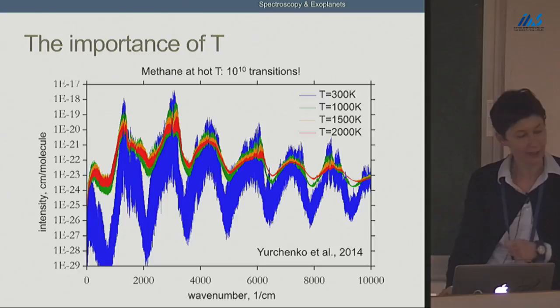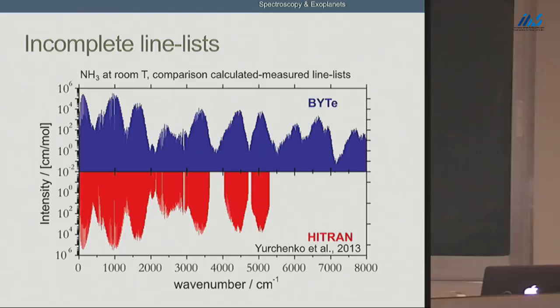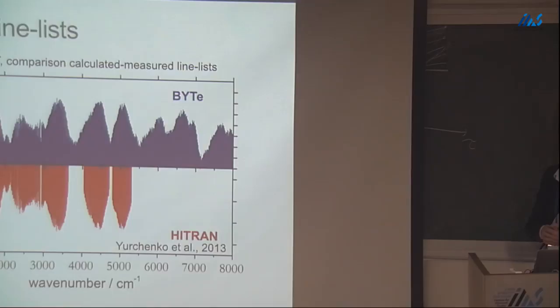Talking about incomplete line lists, this is just an example. This is a line list for ammonia at room temperature, so we're not even touching the high temperature where the problem is bigger. This is HITRAN, the measured line list, and this is the calculated one. Even at room temperature, you see that in the measured one you're missing an entire part of the spectrum, entire opacities. So for all the molecules where we have incomplete information, when you try to interpret a spectrum you're normally introducing an error because you're missing some of the input information.